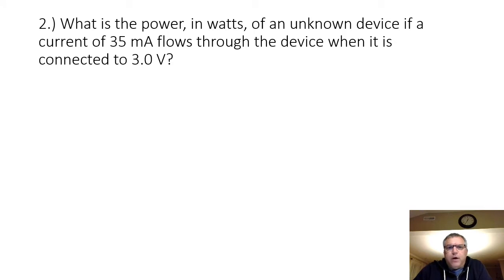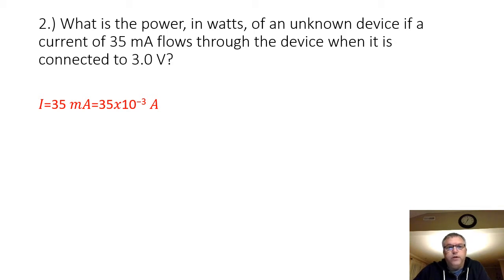Problem number 2. What is the power in watts of an unknown device if a current of 35 milliamps flows through the device when it is connected to 3.0 volts? So this is just like the previous problem. We are given the current. In this case, we're given the current in milliamps, so we need to convert it to amps. So 35 milliamps is going to equal 35 times 10 to the minus third amps.